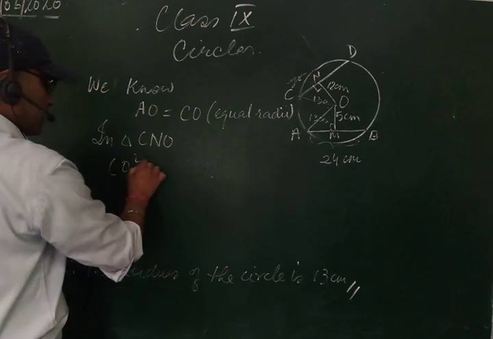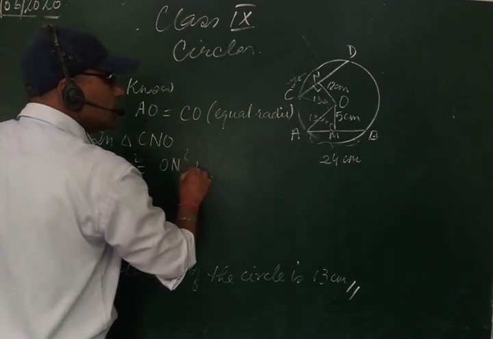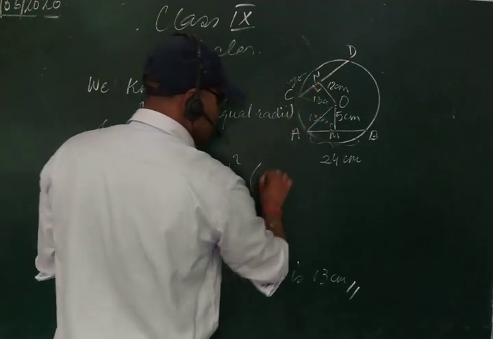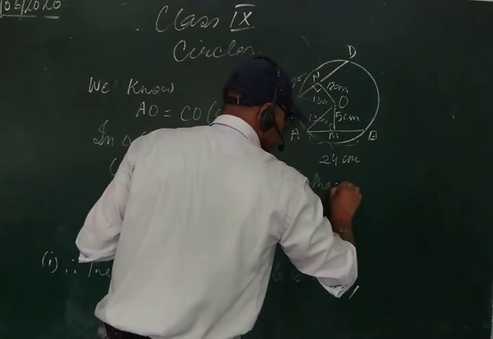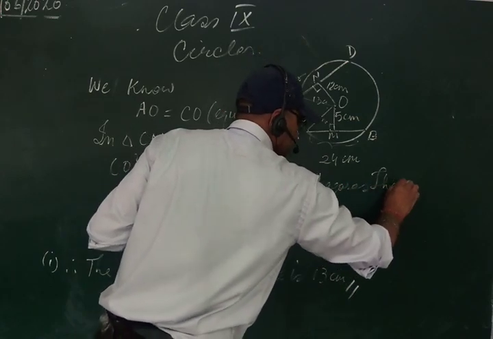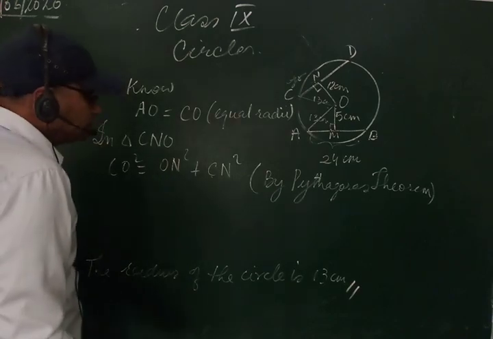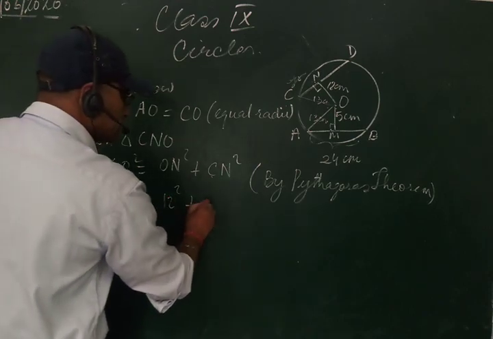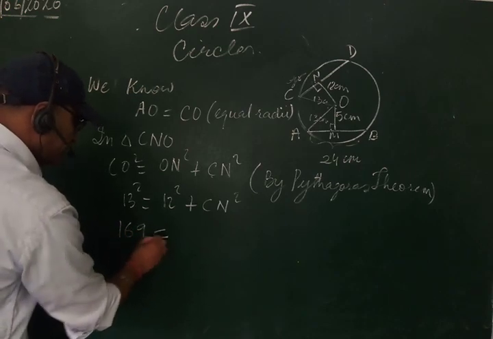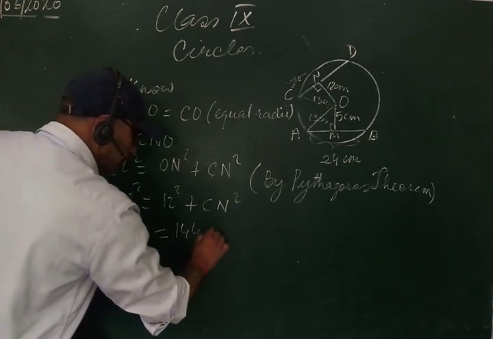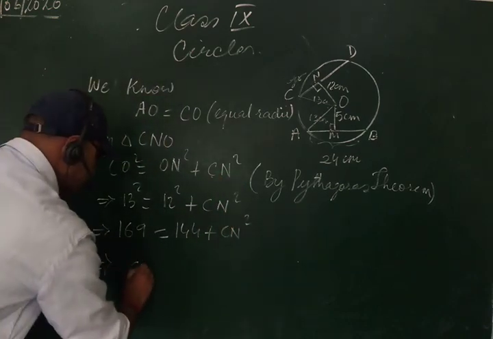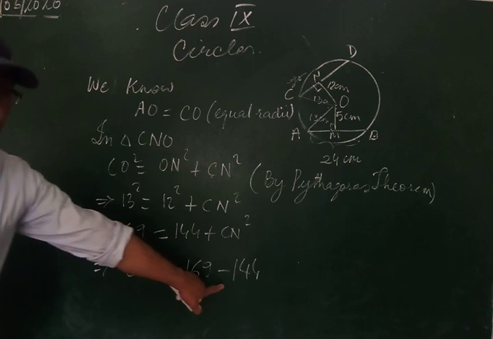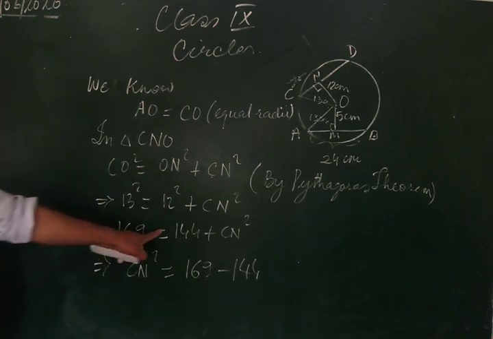CO square is equal to ON square plus CN square, again by Pythagoras' theorem. CO square, 13 square, is equal to 12 square plus CN square. 13 square is 169 is equal to 144 plus CN square. Then we can take CN square is equal to 169 minus 144, collecting the numbers on one side. If 144 is taken to the other side, the sign will change.